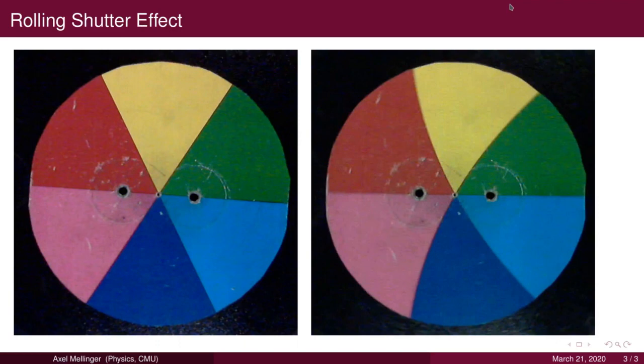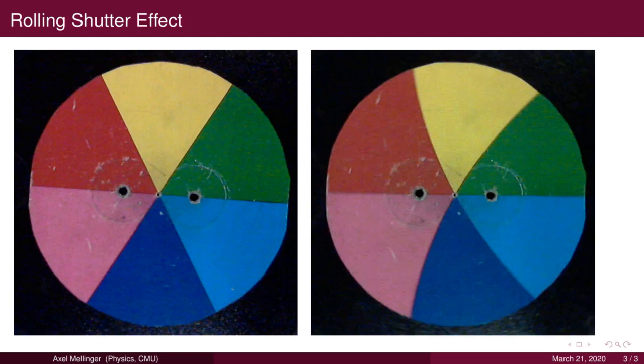Now, before we load our videos into Logger Pro, we need to discuss one instrumental artifact called the rolling shutter effect. Look at the two pictures below. The one on the left shows the turntable when it's not rotating. And you see the lines separating the differently colored segments are perfectly straight. The picture on the right shows the same turntable when it's rotating, and magically our straight lines have turned into curves.